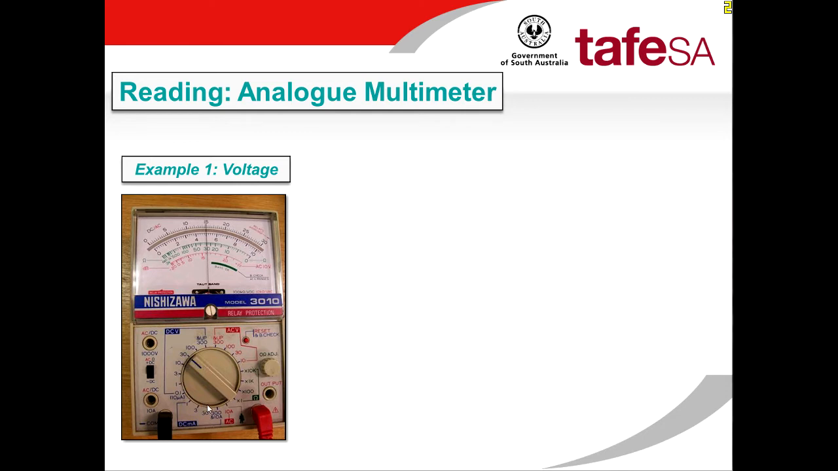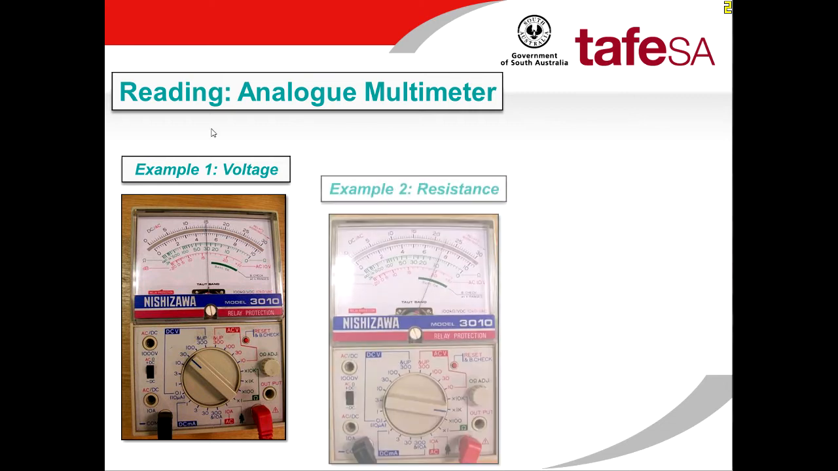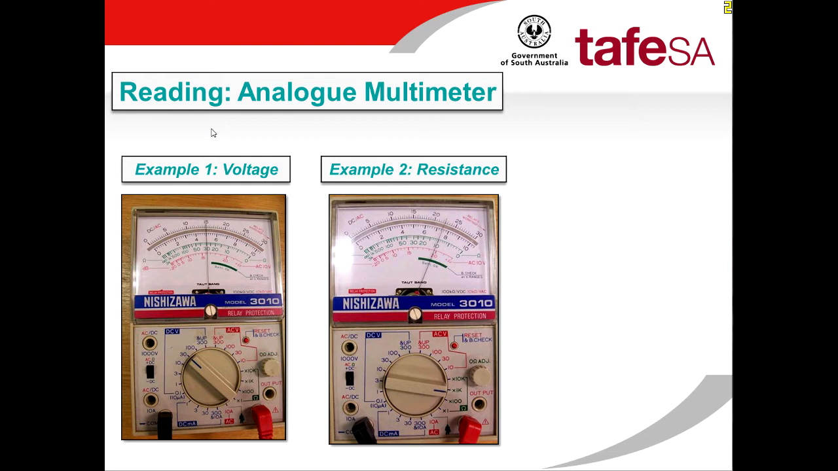So to read this example here, we can see that the dial is set to 30 and the needle on our reading is set to 15. As this is 0 to 30 and our dial is 30, then our final answer is 15 volts. Now let's have a look at an example of a resistance reading.